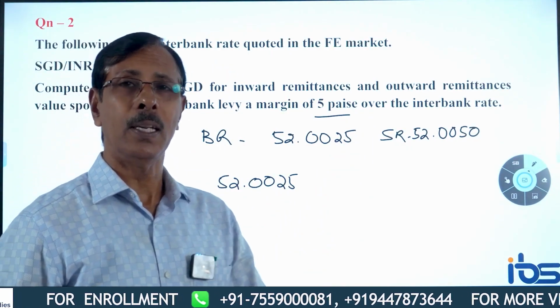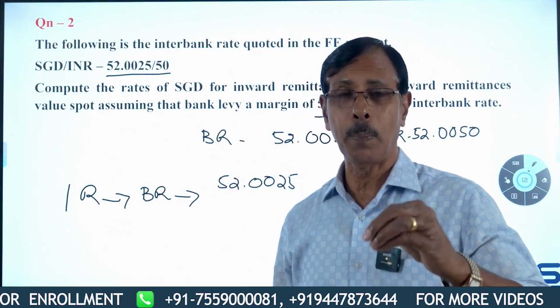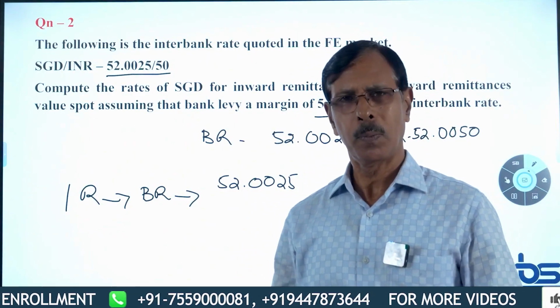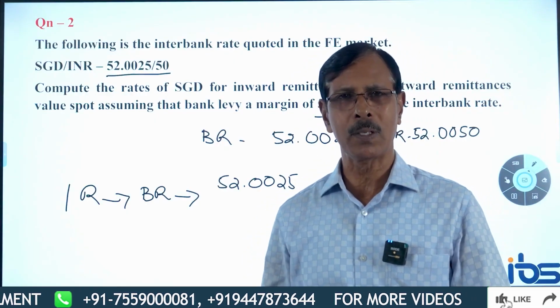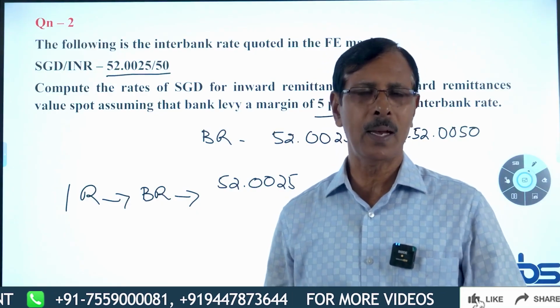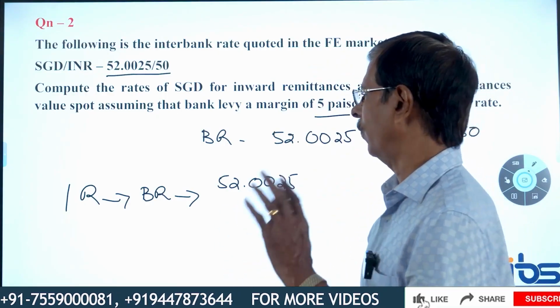So in the previous question, it was 0.1%. Here it is given as 5 paise per dollar. So both ways they can ask. Sometimes the margin will be given in percentage, sometimes it will be given in absolute terms. Here it is given in absolute terms. That means per dollar, the bank takes a profit of 5 paise.